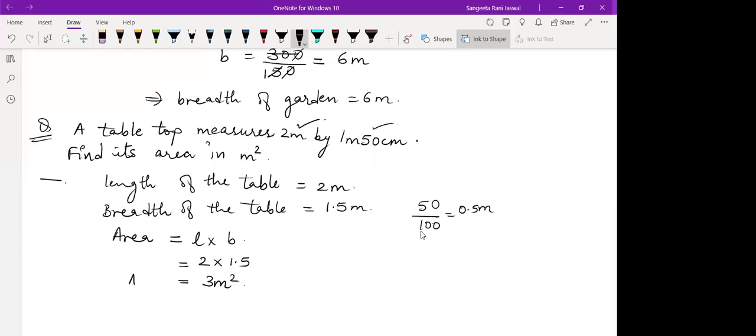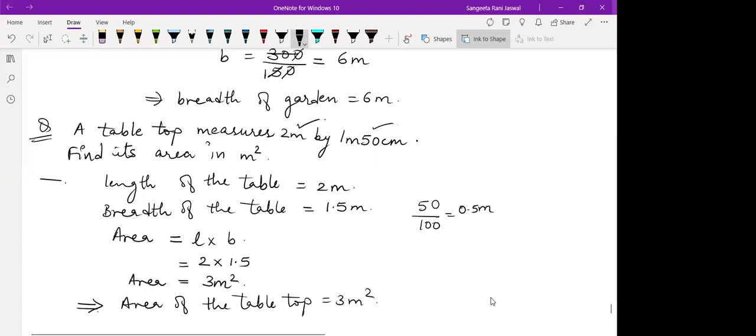Don't be doubtful. You have pen, paper, you can quickly multiply and check. So it's 3 meters square. So the area of the tabletop, you can just conclude your answer. This implies the area of the tabletop is 3 meters square. Okay, children? Yes, ma'am. I hope you all have understood these area sums. Yes, Neha, Harshit, Trilokya.